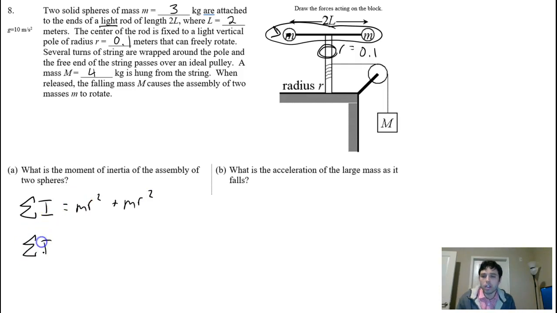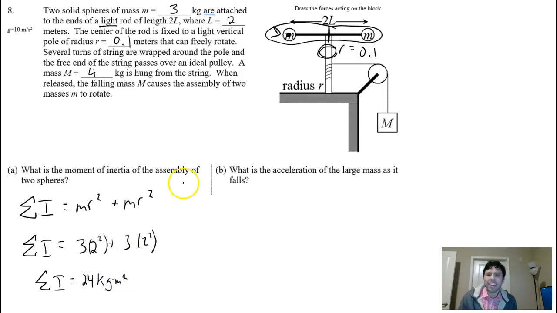So the total I, net I, of this assembly of spheres here at the top is going to be, each of them has a mass of 3. Now it says it's r squared, so its distance from its axis of rotation. Its axis is here, in the middle. And this total rod has a length of 2L, where L is 2. So that means this is 2 squared plus 3 times 2 squared, since the radius is 2 meters to the center there. So 2 squared is 4 times 3 is 12. 12 plus 12 is 24. So our total I is 24 kilogram meters squared.